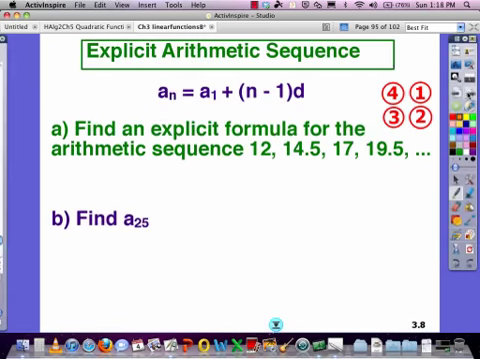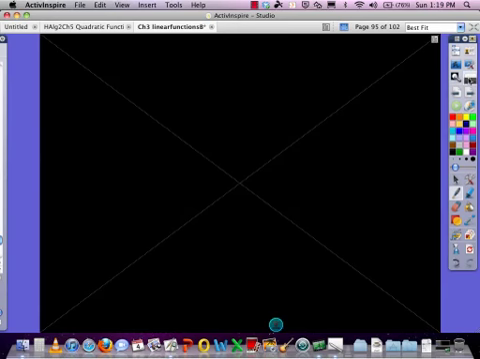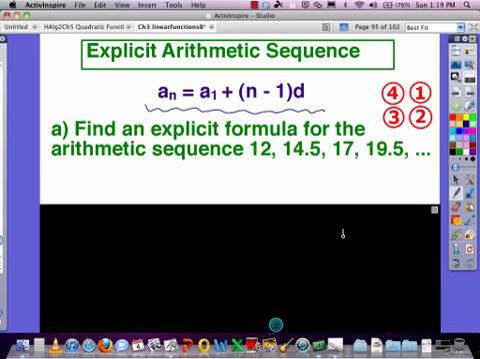So seeing that, let's go with it. We have that generic equation up top. We will use a sub n equals a sub 1 plus n minus 1 times that constant difference, and we will use it for different sequences. Now, the first part of this question is, find an explicit formula for the arithmetic sequence 12, 14.5, 17, and 19.5. Meaning, we don't have just whole numbers here. We can do it with that, no problem.